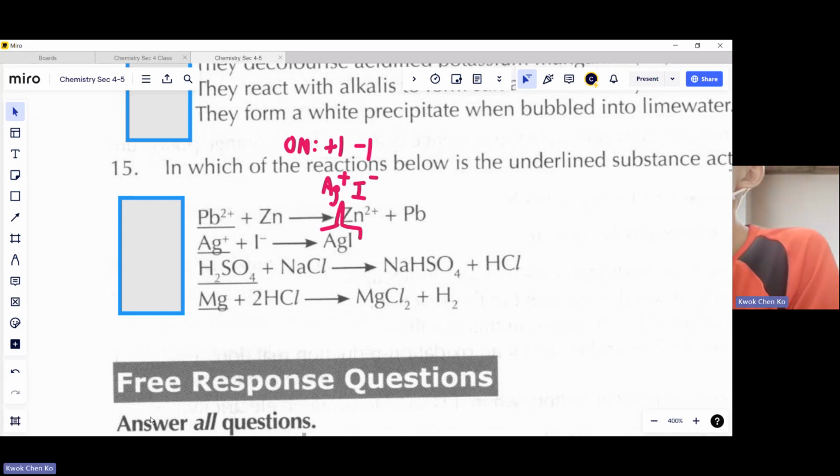Put in the states if you can, state symbols. Mercury, can you remember the state? There are 2 liquids in the periodic table. One of them is mercury. The other one is bromine. So mercury is liquid. The other two are not so obvious, but they are salts, right? In general, and they didn't mention solution, they didn't mention water, so you assume they are pure salts. So in general, salts are solid.